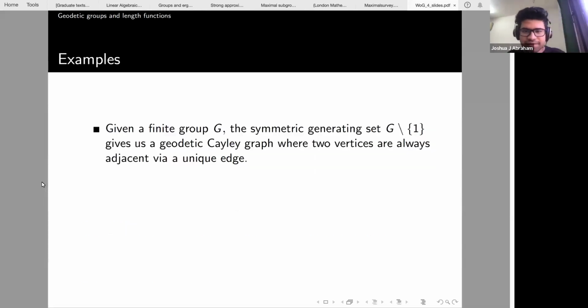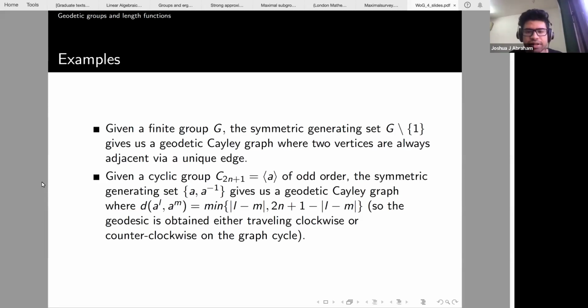So let's look at some examples. Given any finite group G, you can just take the symmetric generating set to be the whole group other than the identity, like we were saying. This would give us the complete graph of order G. So this is geodetic, and you can also have odd length cycles, basically just take the cyclic generators of cyclic groups of odd order.